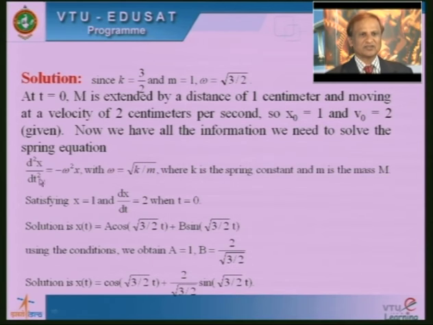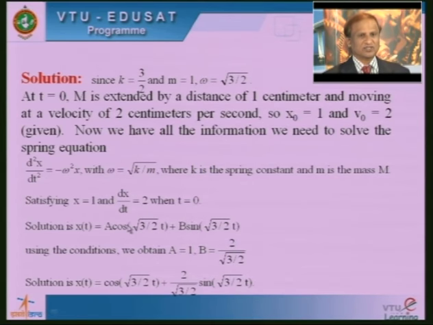Since x is common, you can take it out. So what will you get? D square plus omega square into x. Is it clear? Then replace D by a variable m. Then you will get an auxiliary equation, and from that you can find the roots. I hope you can obtain the roots. Here you will get plus or minus i times square root of 3 by 2. It means once again you will get complex roots.